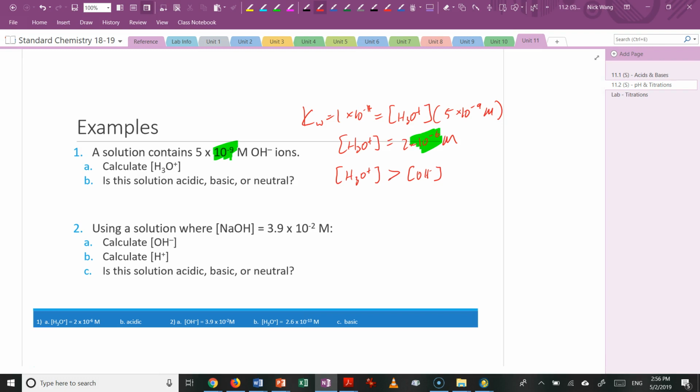So that's basically how these problems work. This next one uses a solution where NaOH has a concentration of 3.9 times 10 to the minus second power. Calculate the OH minus concentration, calculate the H plus concentration, and then determine if the solution is acidic, basic, or neutral. We'll start with the first part.